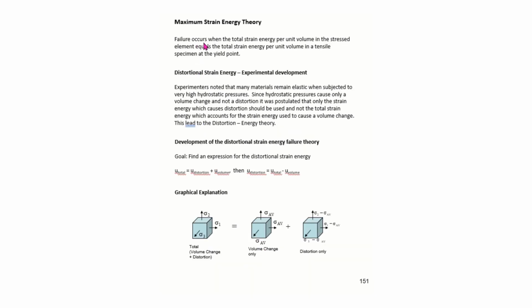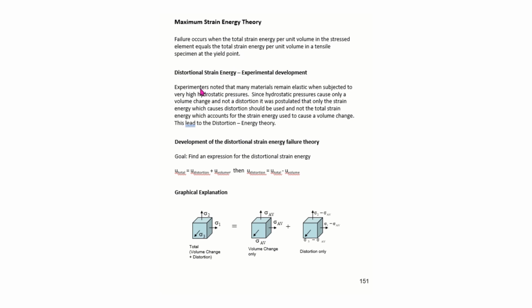Now, failure occurs when the total strain energy per unit volume in the stressed element equals the total strain energy per unit volume in a tensile specimen at the yield point. We want to look a little bit at what we call the distortional strain energy.